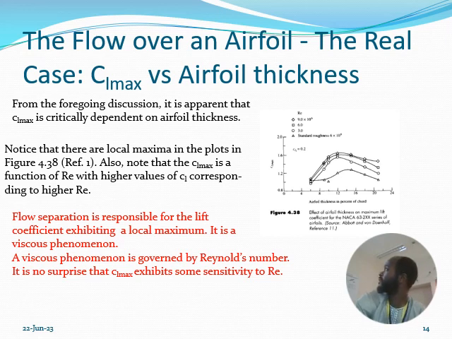But the graph here says airfoil thickness and CL max. So when you are going in this direction, it means you are increasing the thickness of the airfoil, and we can see that as you increase the thickness, CL max starts increasing, but then it gets to a maximum and then starts decreasing afterwards. It is just a result of flow separation, which is a viscous phenomenon. Viscous effects are always governed by the Reynolds number, and so obviously CL max is sensitive to Reynolds number. The graphs are for different Reynolds numbers, and when you change the Reynolds number, CL max also changes.